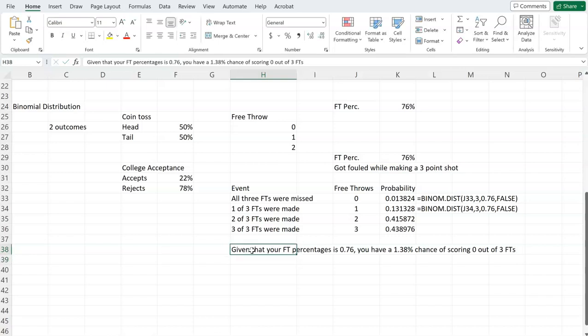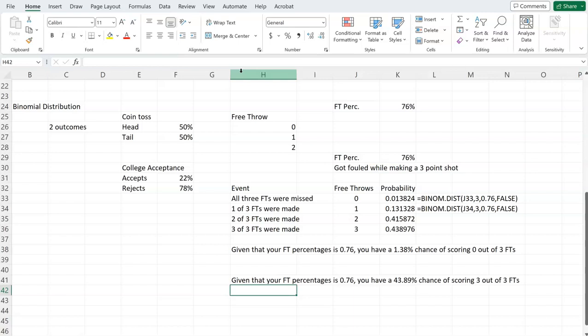And then we can write the same thing for the others. So I can write all those things, but I can also write, you have 43.89% of scoring 3 out of 3 free throws. So this number, our past performance, helps us to understand what we will be doing in the near future.